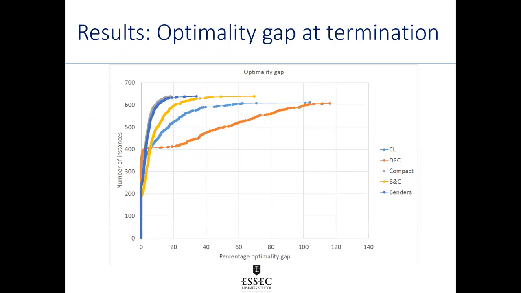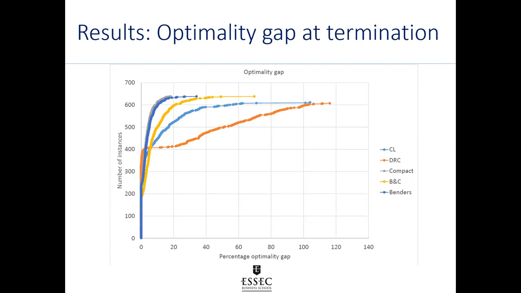Okay, so I summarized the results. What we obtained, in terms of value of lower bound, upper bound, and in general optimality gap, you see here the comparison among the approaches. The gray line is our compact formulation, the base standard flow formulation. The yellow one is the branch and cut, the blue one is the Benders. And the light blue and the orange one are the two benchmark approaches taken from the literature.